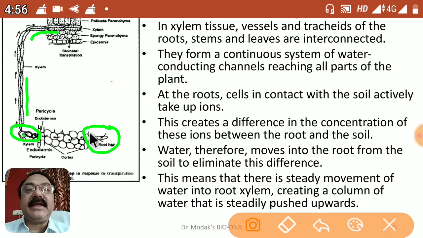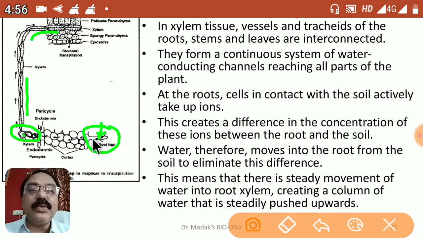Now what happens in the root cells is that the concentration of cell sap is higher as compared to the water outside, and therefore, simply by the osmotic phenomena, water moves from the area of higher water potential to the area of lower water potential, and therefore water enters into the roots. This is the first entry.